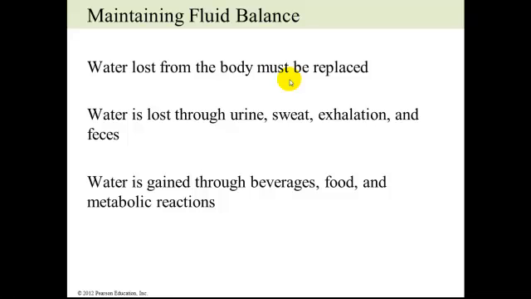So we get our water back in through the foods we eat, from the beverages we drink, and also from some metabolic reactions. Metabolic water is water that basically gets recycled through the body and pulled out of other reactions. When we are building things like proteins, in the previous chapter we did dehydration synthesis, where you put two amino acids together by pulling out a water molecule. That's where we get metabolic water from.